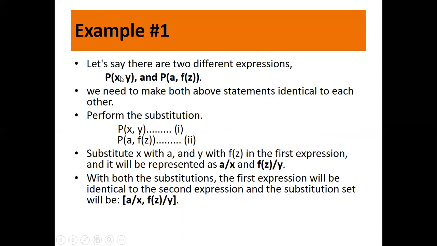So for this, we perform the substitution. Statement one is P(x, y). Statement two is P(a, f(z)). Now what you can see, the predicate is the same, P here as well as P here. What is different here? The arguments or the variables are different, and we want to make the variables identical so that these two can be unified. So now how do we do that?